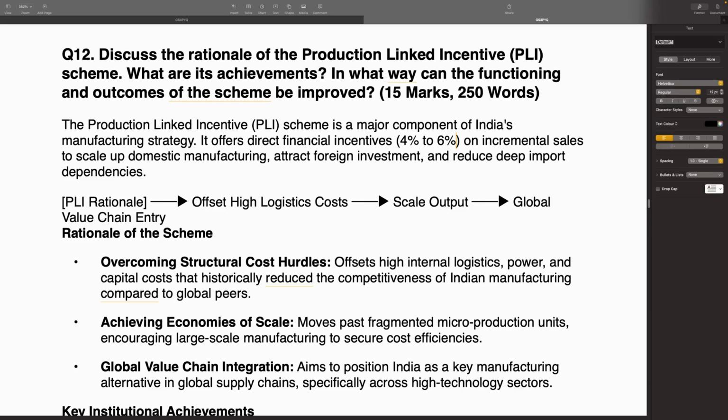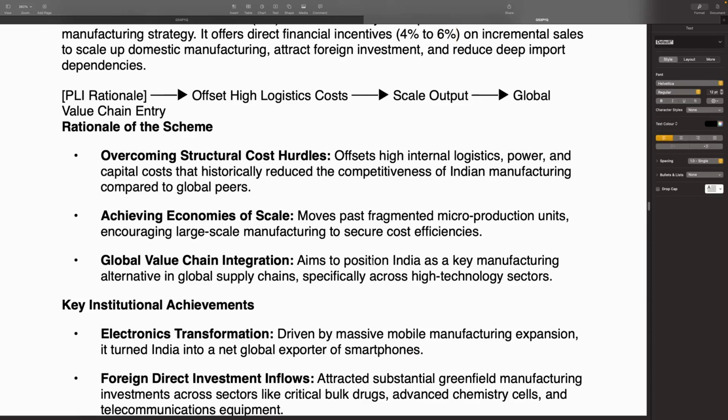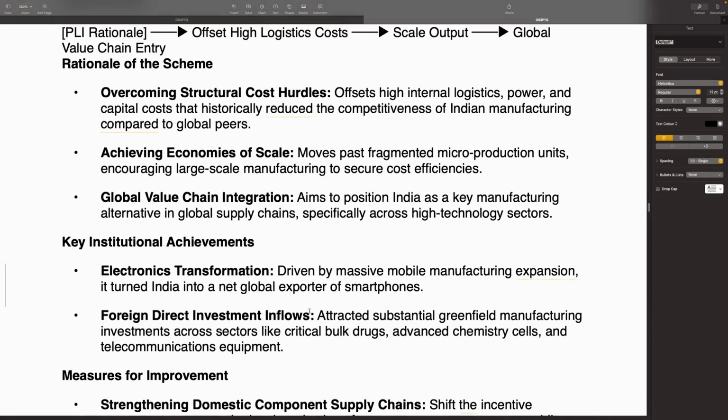It offers direct financial incentives, 4 to 6% on incremental sales to scale up domestic manufacturing, attract foreign investment, and reduce deep import dependencies. Rationale of the scheme. Overcoming structural cost hurdles: offsets high internal logistics, power, and capital costs that historically reduced the competitiveness of Indian manufacturing compared to global peers.